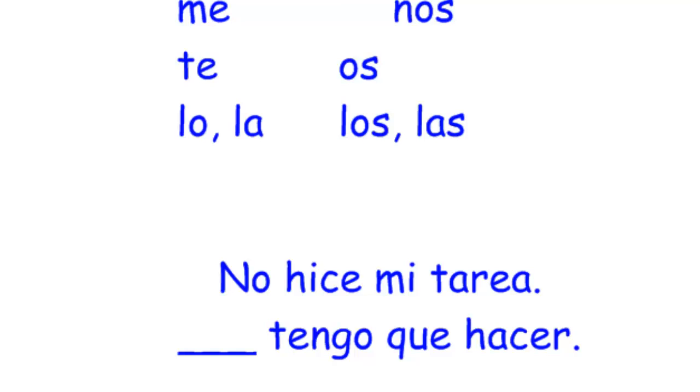Okay, so we took what was similar in the last one and we just switched it around a little. No hice mi tarea, I didn't do my homework. Instead of saying tengo que hacer it, now we're going to put it before the conjugated verb instead of connected to the infinitive. So what are we going to put there? No hice mi tarea, la tengo que hacer. I have to do it.